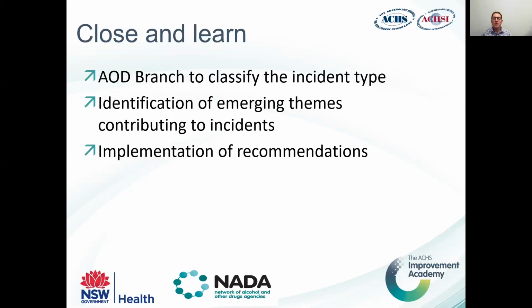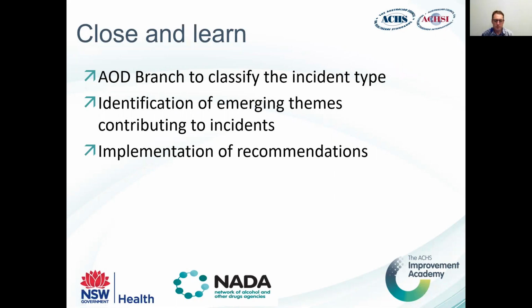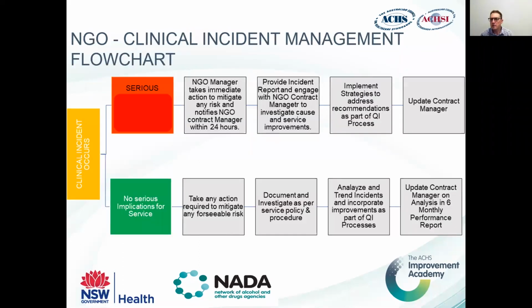And then this last point is around the implementation of recommendations. This is the NGO's role. So after the investigation has finished, the AOD branch hands over those recommendations to the NGO, and essentially it's the NGO's role and responsibility to ensure that those recommendations are robustly put in place to try and reduce the chance of this happening again. So that's the serious incidents. So what about managing non-serious incidents, when there isn't evidence of harm or other issues, but potentially a near miss or could have been?